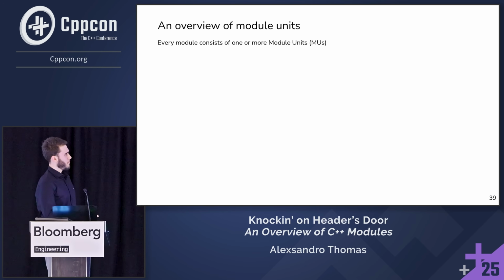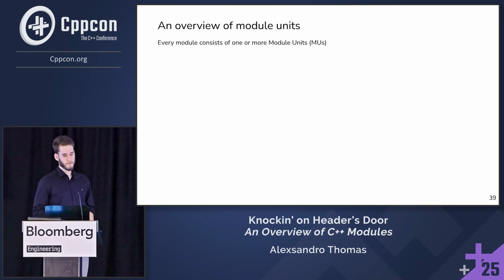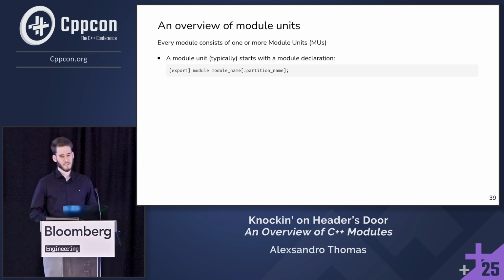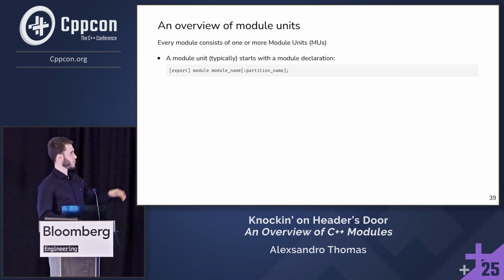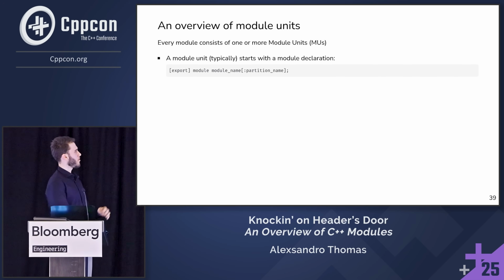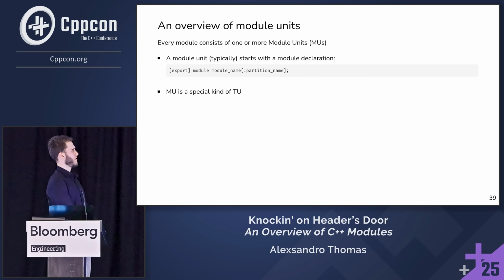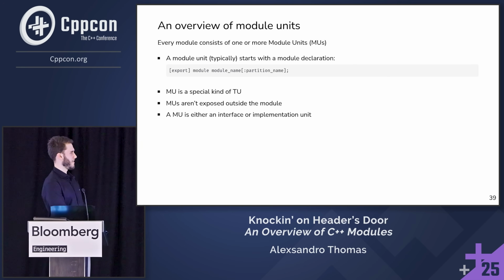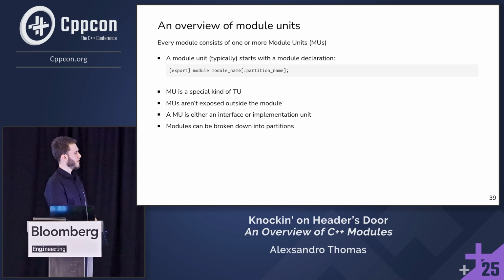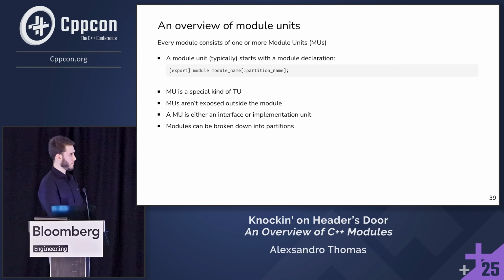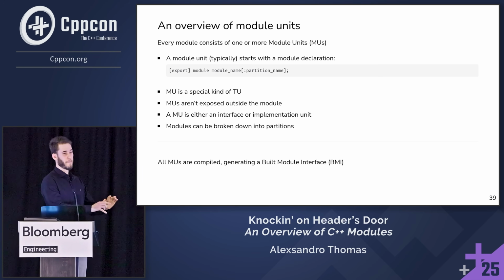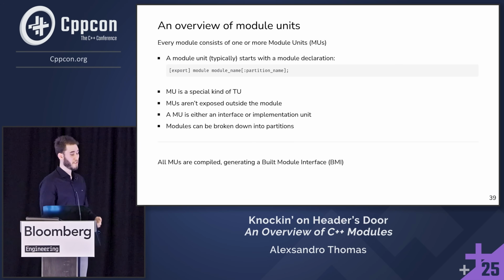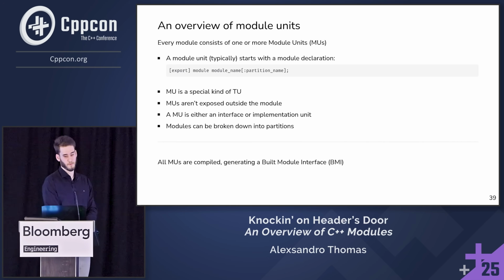So if we break down what a module really is, you have one or more module units, and that's what defines your whole package. They will typically start with a module definition, so they will have an optional export keyword, this module keyword, the name of the module, and this optional partition. They're a special kind of translation unit. They're not exposed outside of the module, and they can either be an interface or an implementation unit. They can also be broken down into partitions, we'll get to that. When we get the complete package of all of your module units, you compile those and generate what's called a built module interface, which provides an efficient representation of what the module is exporting to the rest of the program.